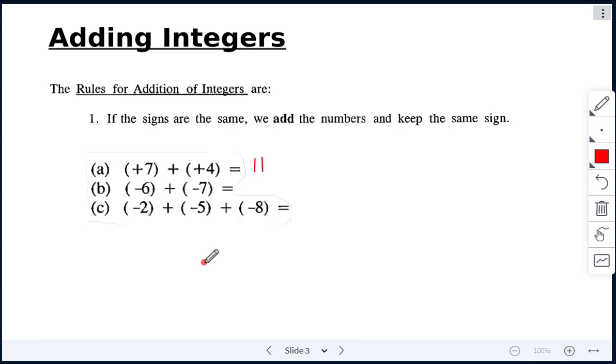Our next example is a negative 6 plus a negative 7. Our rule is add the numbers, but keep the same sign. So you're just going to add 6 and 7, but our sign will be negative. This gives us negative 13.